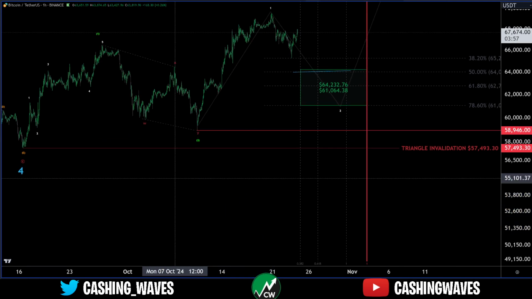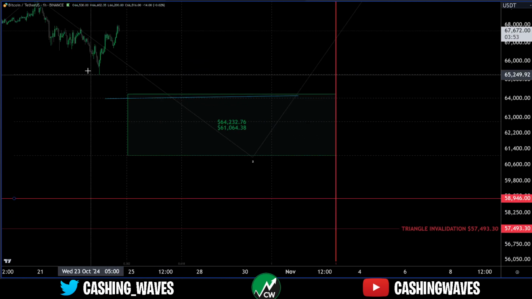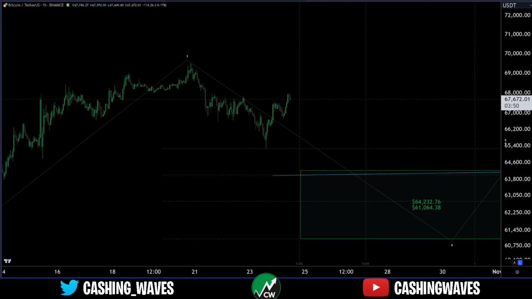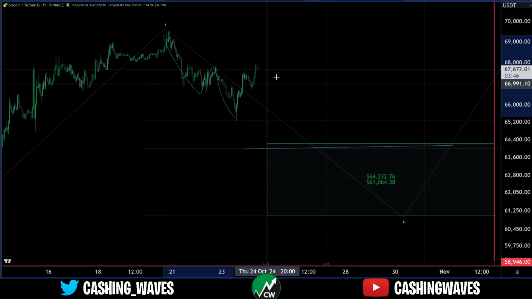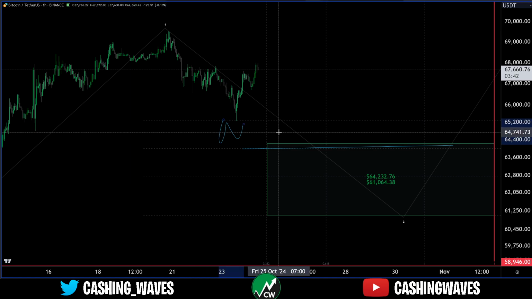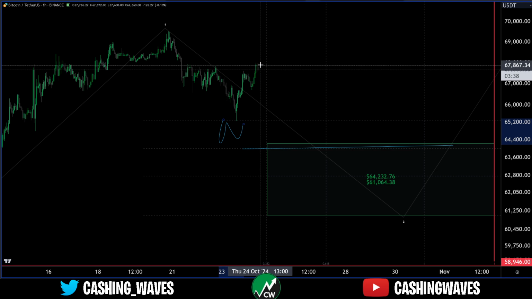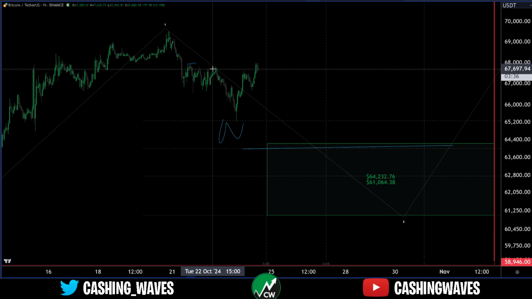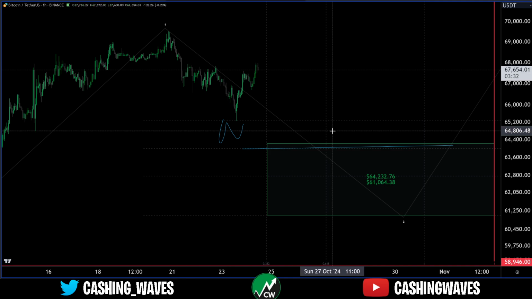We can still just come down here, just more corrective, more complex. And what that would look like is this is clearly a 3-wave move, ABC. So this would be our W wave in a complex correction. This doesn't quite look done yet. We did take the liquidity on the top side here. So there is a chance we just reverse.